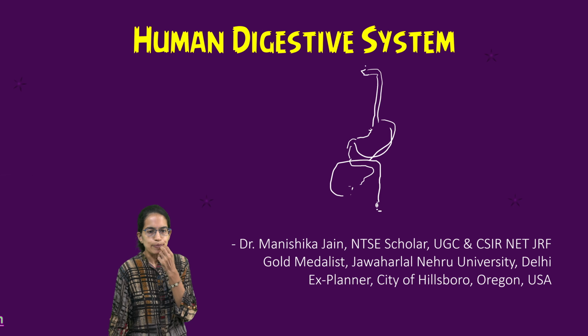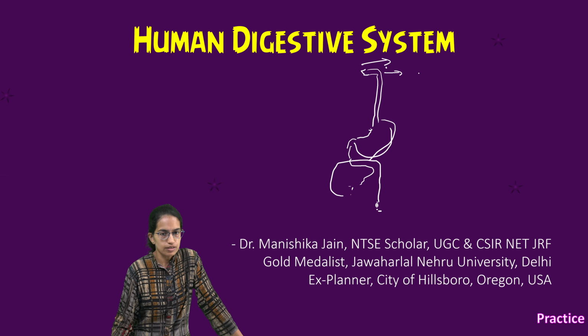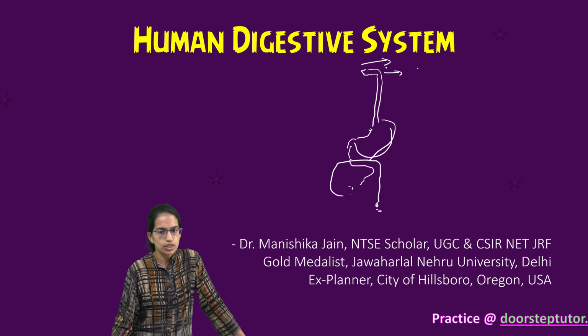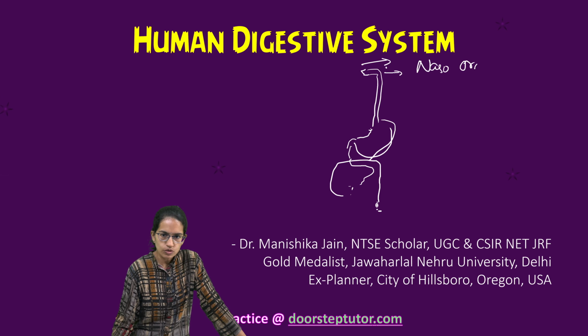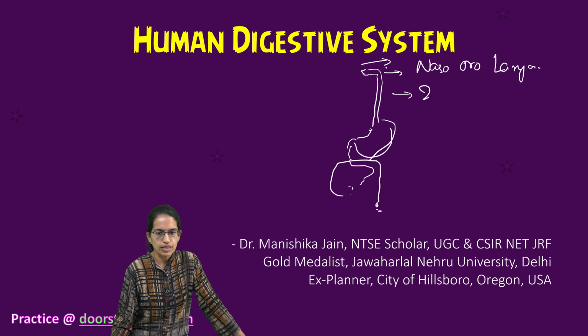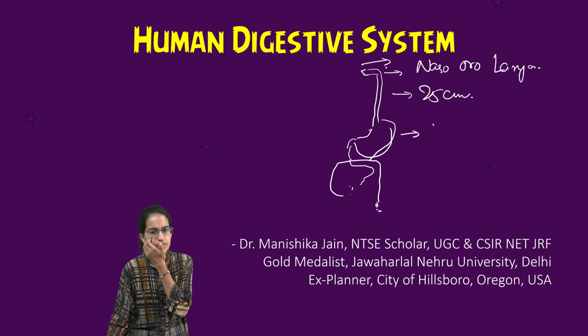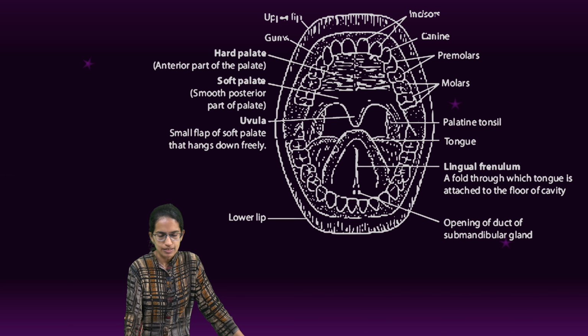Now, the mouth is the basic organ through which it starts. Then there is the pharynx, which can be divided into three components: the nasopharynx, oropharynx, and laryngopharynx. The next is the esophagus, around 25 centimeters in length. Then is the stomach, which has nearly 4 parts, and then the small intestine and large intestine.